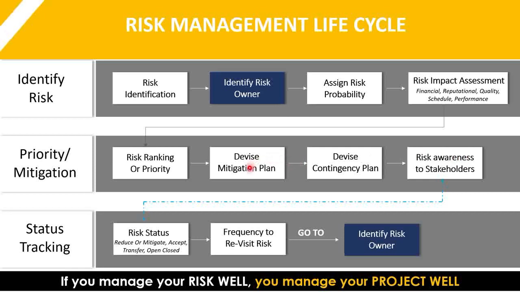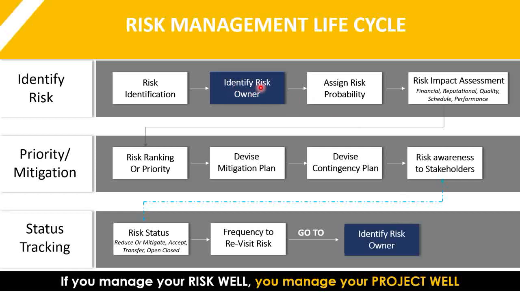So once your mitigation contingency plan is identified, then you track the status of the risk. Is my risk mitigated, accepted, closed, open, transferred? There could be different stages of the risk. So you track the status of the risk, and then you decide what frequency you have to revisit your risk. And then again, go to the same step over here: identify the risk owner.